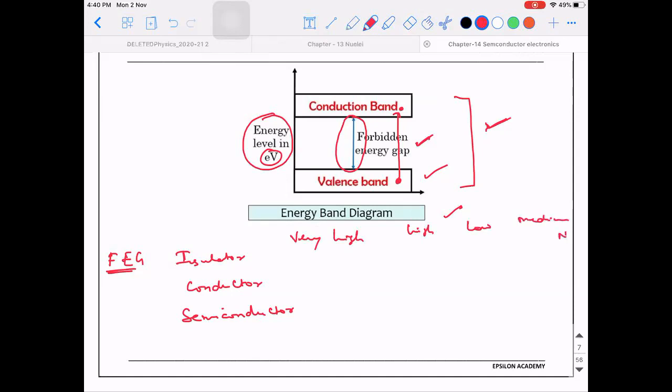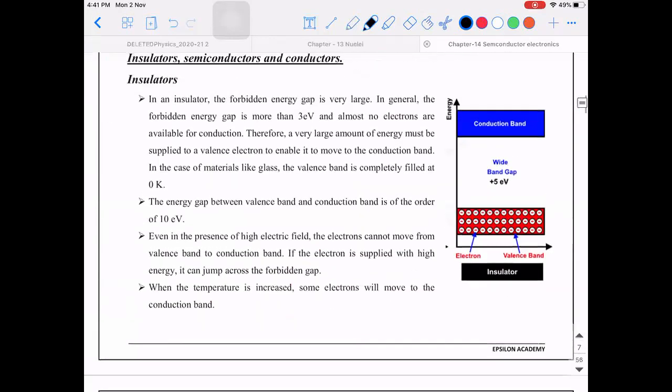So for an insulator, it is going to be very high, or it can be even higher, depending on what kind of insulator you're dealing with. When you talk about a conductor, it will be the least. To put it in other terms, there will actually be no energy gap at all. It is nothing. It means the conduction band and valence band will be so close to each other that they will be almost overlapping. Whereas for a semiconductor, it will be medium. So that's what I'm going to explain using this.